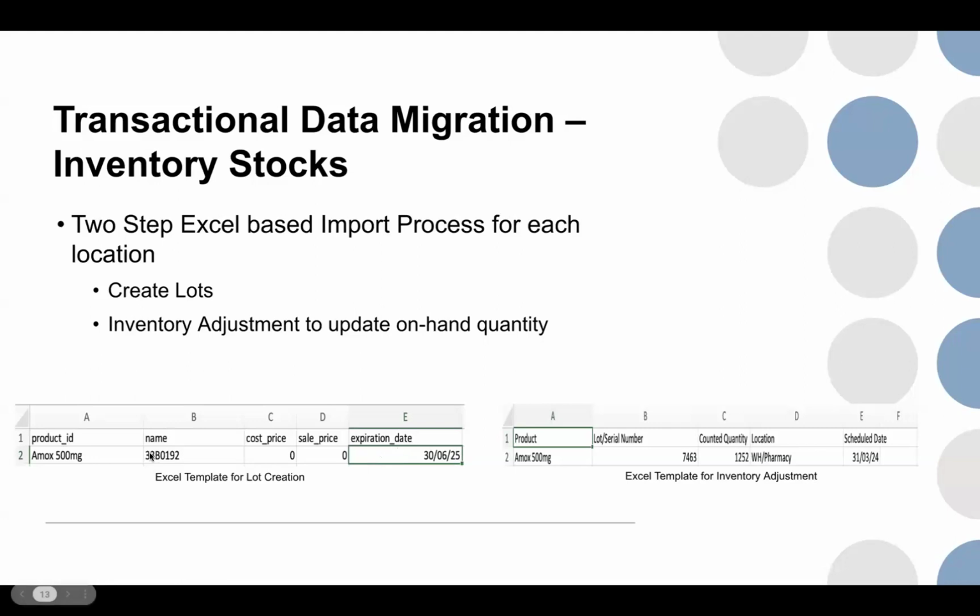And then once the lots are created, we can do an inventory adjustment. We pass the product, the lot or serial number, the counted quantity, the location where this quantity should be loaded, and the date.